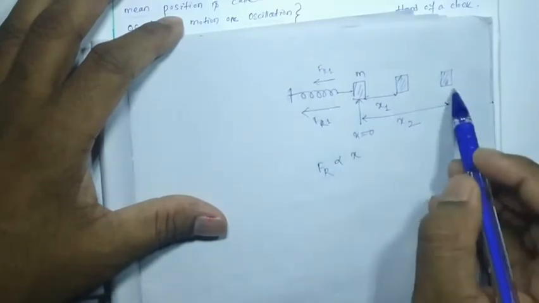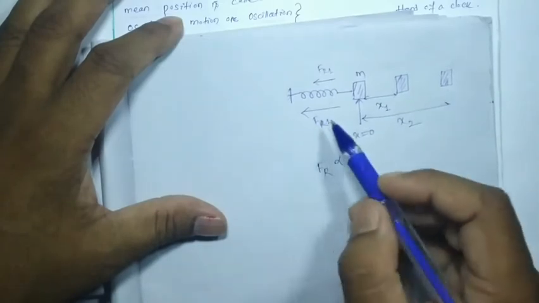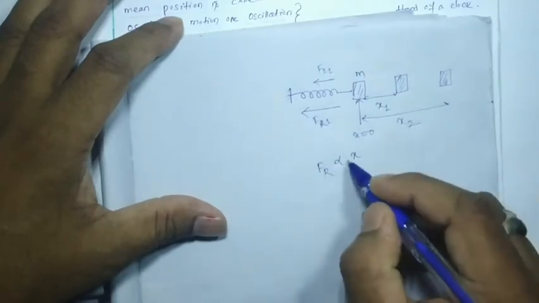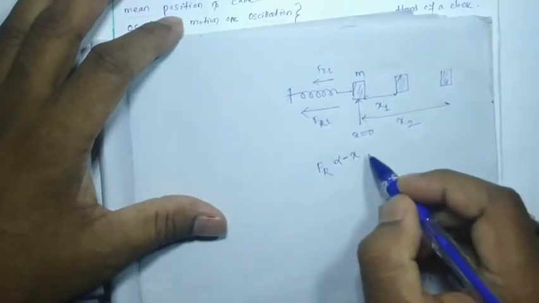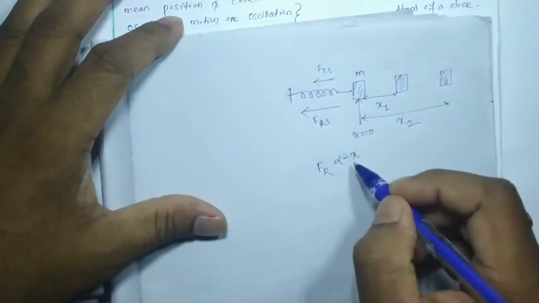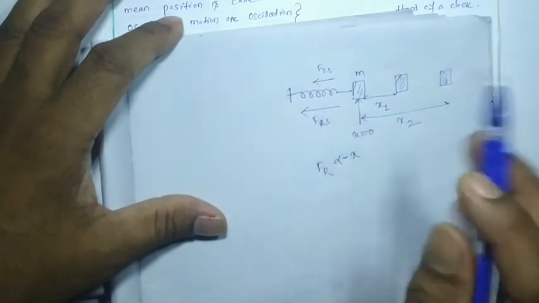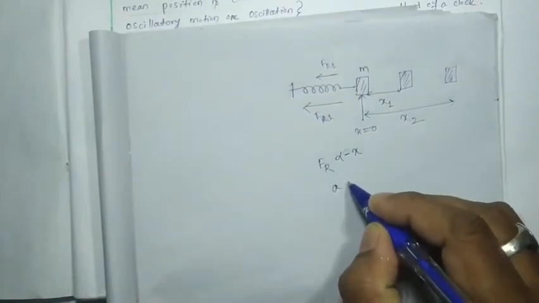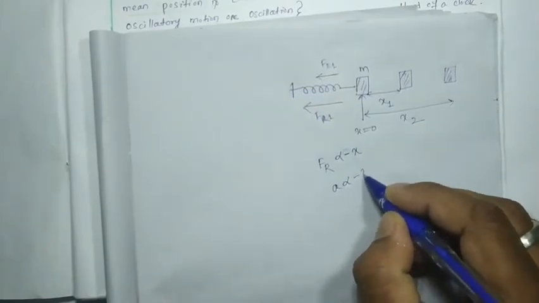If the displacement is on this side, the restoring force induced in this spring will be opposite to the displacement. So we can write minus x. Here the minus represents the direction of the induced restoring force. We discussed these things in detail in our last video, and we found that acceleration is also proportional to minus x.